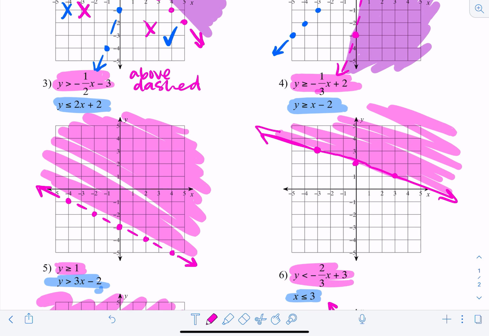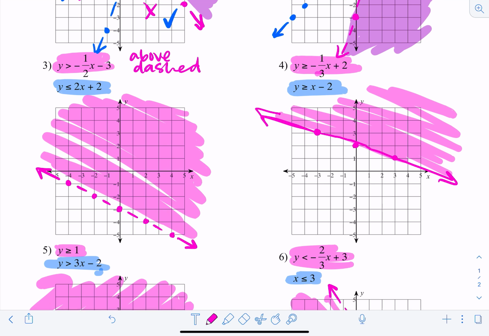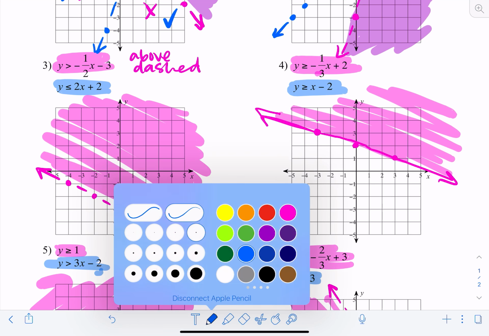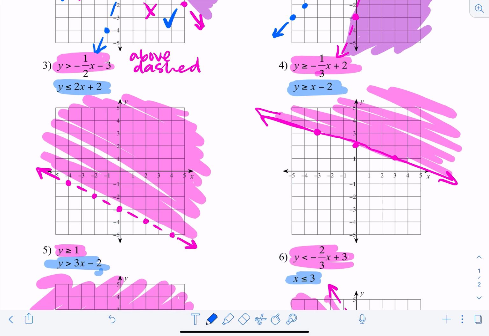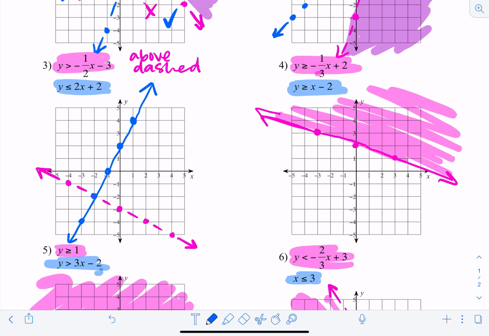I'm going to think about number 3 now. If we graph the blue line right here, 2x plus 2, it starts at 2. The slope is 2. It's going to be solid. So that's nice. If we think about this again, let's just get rid of this pink shading for a minute and think about the fact that this worked for pink, this worked for pink, this was no, this was no.